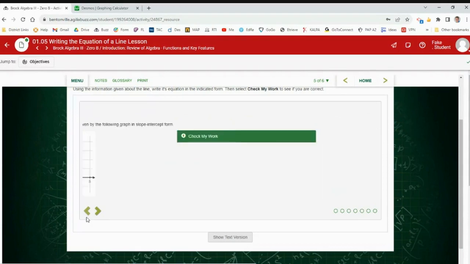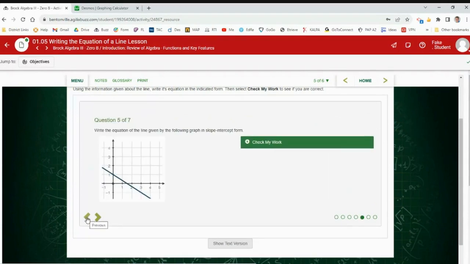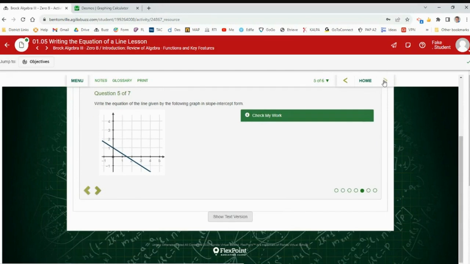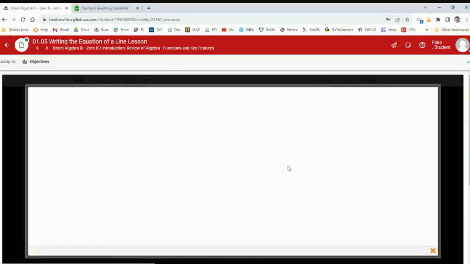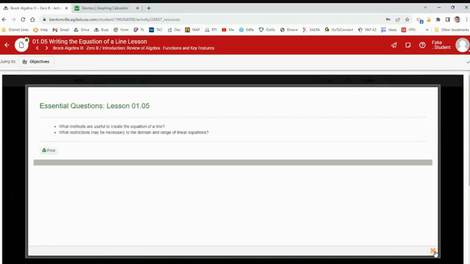So like I said, these are problems just to help you. Do I understand? Do I know how to do this? And if you can do these practice problems when it doesn't count, then you shouldn't have any problem doing it when it does count in the assignment. All right. And then the last page just summarizes, shows you the essential questions again, right there. You click and get those essential questions.